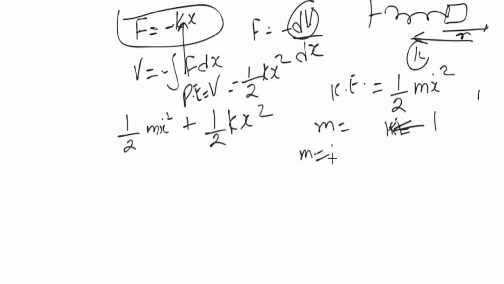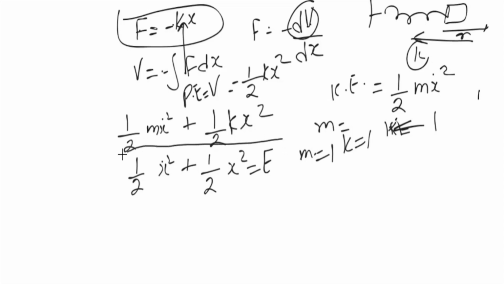M is equal to 1 and k is equal to 1. So it means half x dot square plus half x square is equal to E. So we can say that this is the total energy. Total energy is the sum of the squares of the velocity and position. So this is the origin of the fact that the particle is moving in a circular orbit.